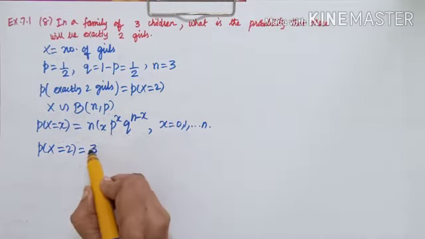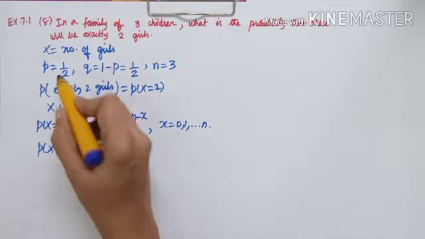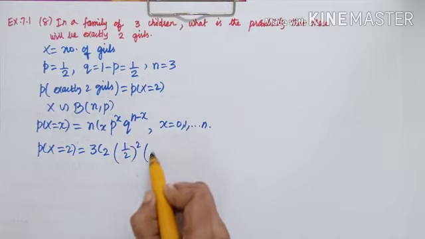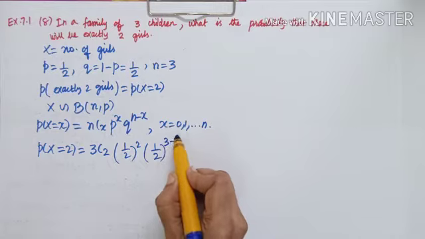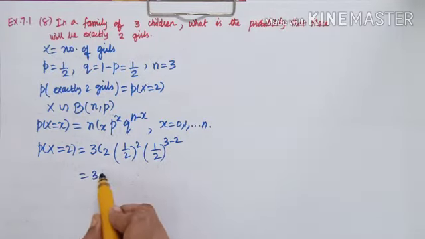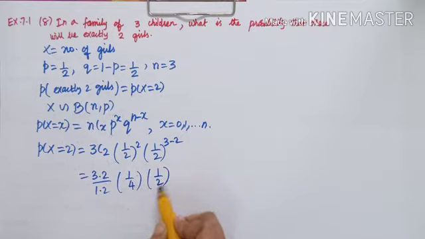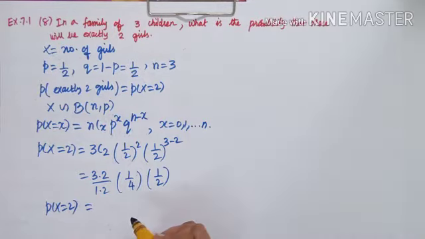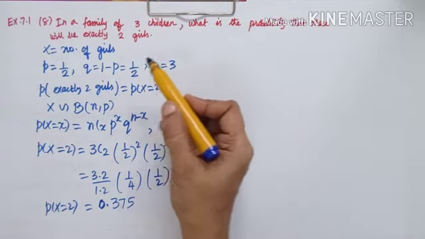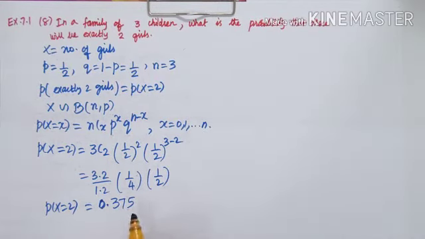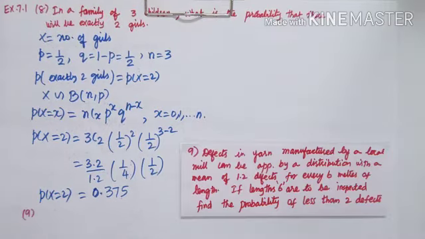N is 3. 3C2, P is 1 by 2, the whole power 2. Q is also 1 by 2, the whole power 3 minus 2. 3C2, 3 into 2 by 1 into 2. This is 1 by 4 and this is 1 by 2. Again, you can use calculator, simplify and write the answer. 0.375 and that is the answer. So, there will be exactly 2 girls. The probability is 0.375.